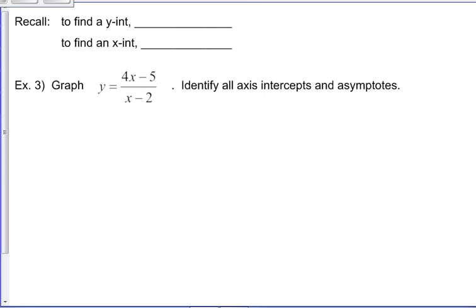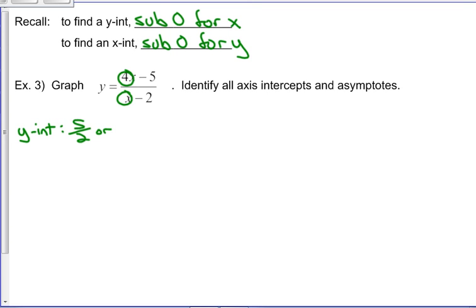Just to refresh our memories, if we want a y-intercept on any function, we sub 0 for x. If we want an x-intercept, we sub 0 for y. So here we're going to find out as much as we can about this function. The easiest thing to find would be the y-intercept. If I put in 0 for x, I'll have 0 here, 0 here. So I'd have negative 5 over negative 2, or 5 over 2, or 2.5.